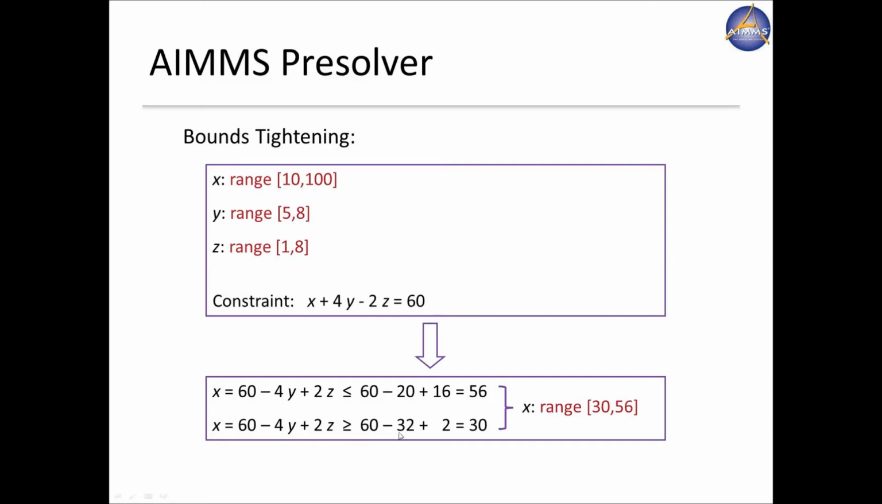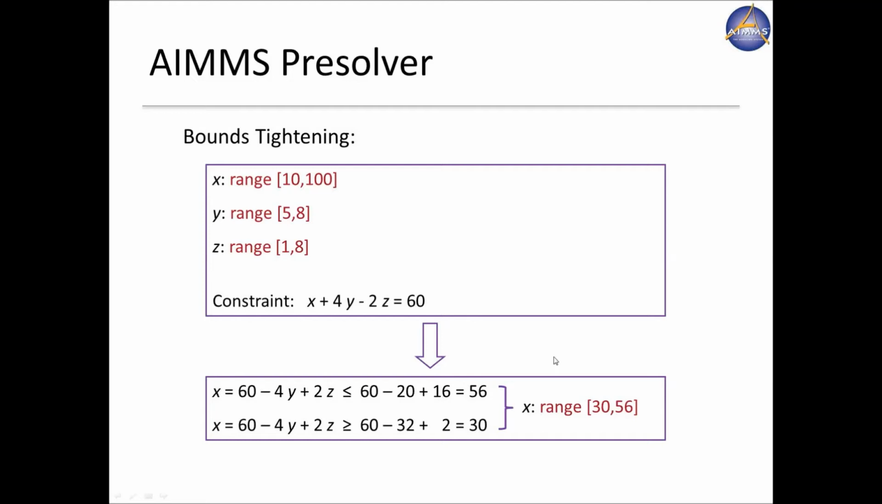In this case for y we use the upper bound, because y has a minus coefficient, so 4 times 8 is 32, and for z we use the lower bound, so 2 times 1, and then we have a new lower bound for x. So for any solution that satisfies these constraints and these bounds, x should be in the range 30 to 56.